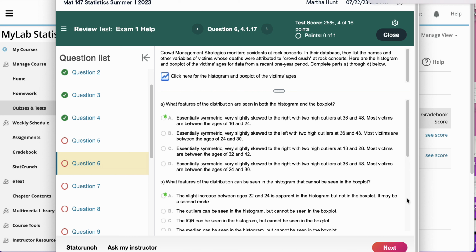I'm going to leave it at that, and I hope this helps and you know where to find everything. Okay, hope you access this exam one help. I know it's going to help.